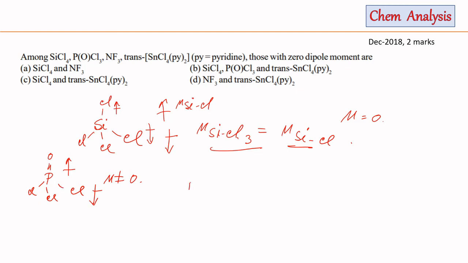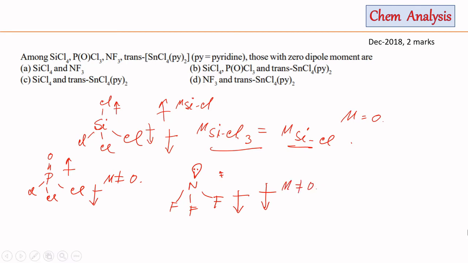For the NF3 case, its shape is pyramidal, that is, the geometry is tetrahedral, and since it contains one lone pair electron, the shape will be pyramidal. And in this case the resultant dipole moment corresponding to these 3 N-F bonds will be in this direction, and the dipole moment corresponding to this nitrogen lone pair will be in this direction, though the dipole moment will be very less, and the resulting dipole moment will be in this direction, and it will not be equal to 0.